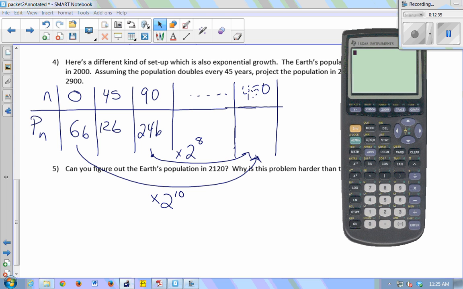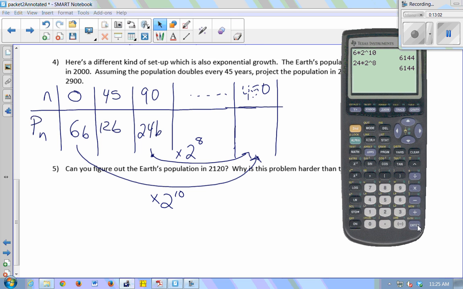All right, so I want 6 times 2 to the 10th, and I get 6,144 billion. That's 6,144 billion. Or I could start with 24, and I would double only 8 times. So I multiply times 2 to the 8th, and you get the same answer.